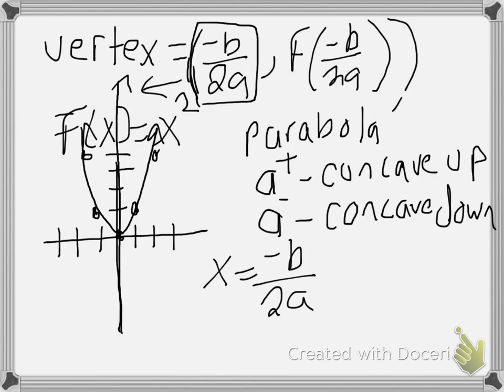And of course, the equation of vertical lines are always in the form x equals something. Okay? All right, so let's deal with the vertex. You already see on your notes what the vertex form of a quadratic function is. Okay? So let's go ahead and substitute x back into the equation and solve for y.